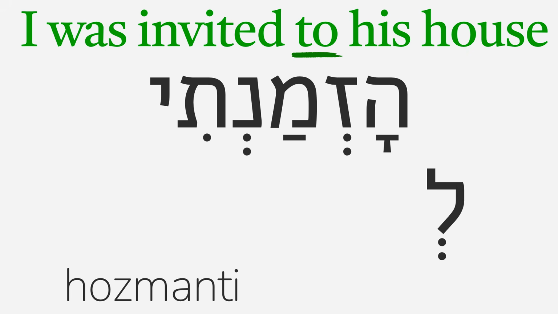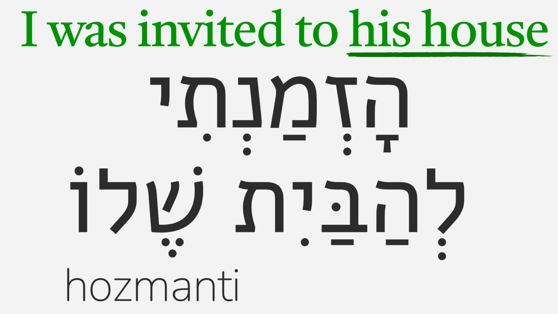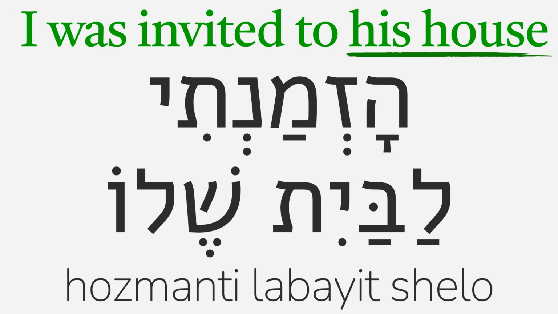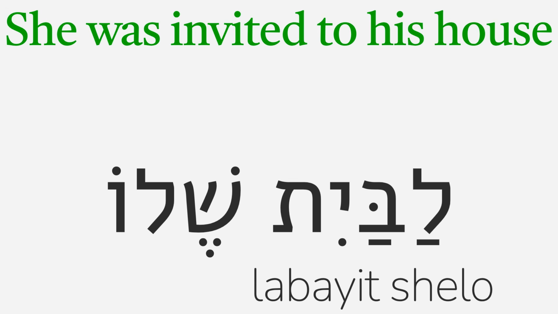To is le, and his house is habayit shelo, the house of him. The le and ha contract to la, making labayit shelo, to his house. Hozmanti labayit shelo. I was invited to his house. Let's change the subject of this verb was invited to she.